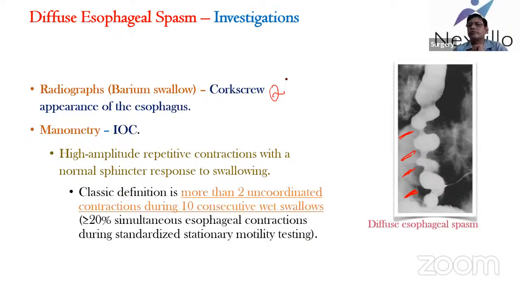The LES is normal. The classical definition for diffuse esophageal spasm is that there are more than two uncoordinated contractions during 10 consecutive wet swallows, that is barium. More than 20% simultaneous esophageal contraction during the standardized stationary motility setting. Fine. So this is the specific finding of DES on manometry. If the patient has dysphagia, we will once again perform the endoscopy.